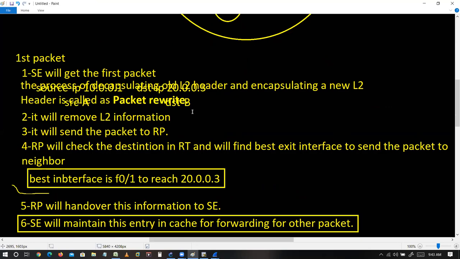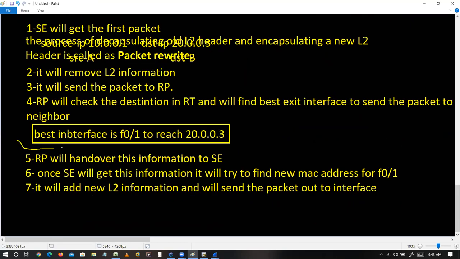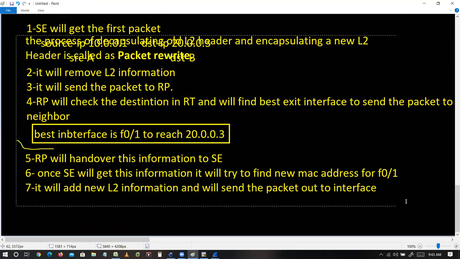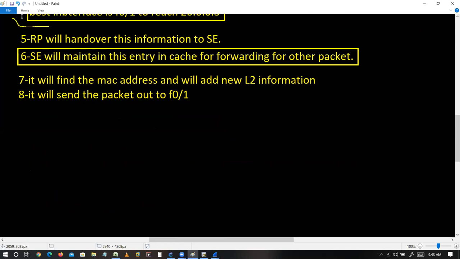What is the seventh step? Okay, the seventh step, it will find the MAC address and it will add a new L2 header. Now what is happening here? We are just adding a new line. Look here, in this one it will not be able to maintain the cache entry, right? But in the fast switching, the device is capable of maintaining that entry in the cache, instead of putting everything in the ARP table. Yes, correct. But this will happen only for the first packet. Only for the first packet.